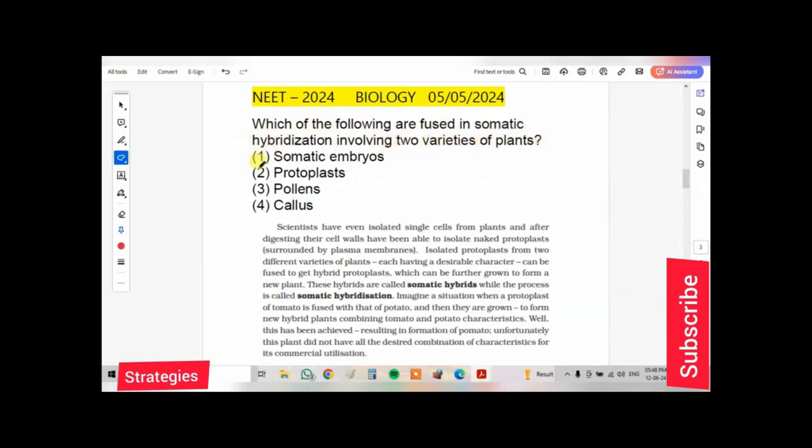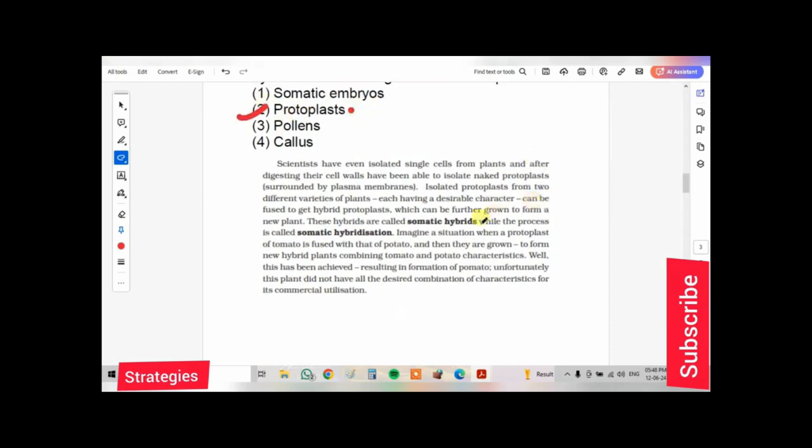Option 2, protoplast is the answer. And down you can see the NCERT lines from the chapter known as strategies and food adjustment.